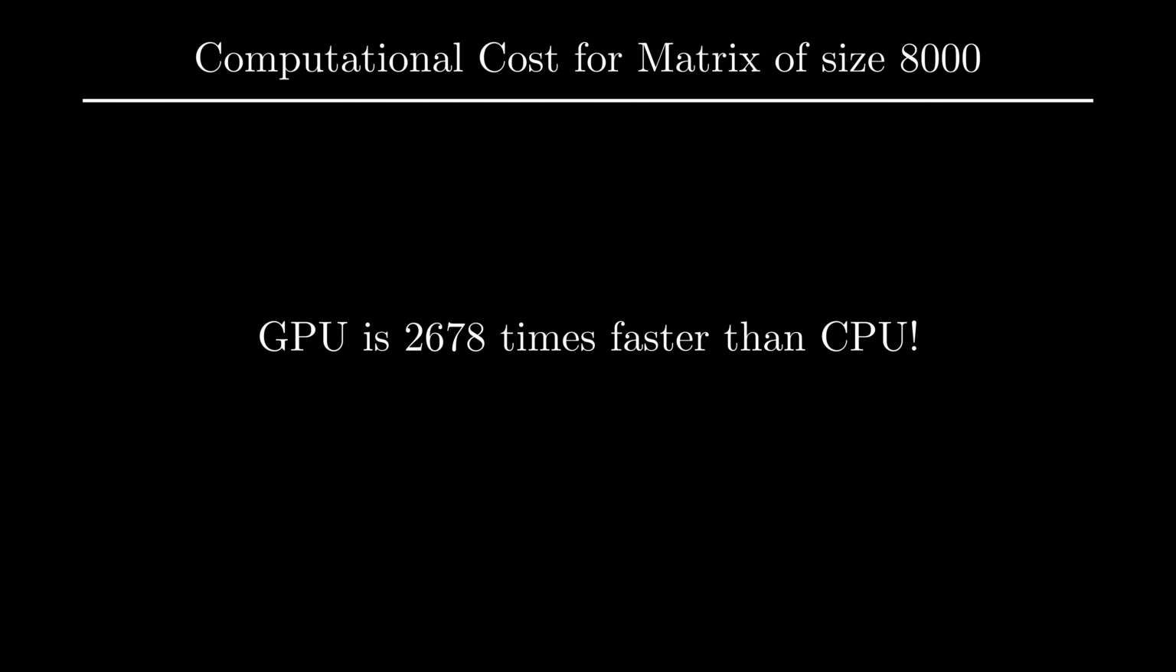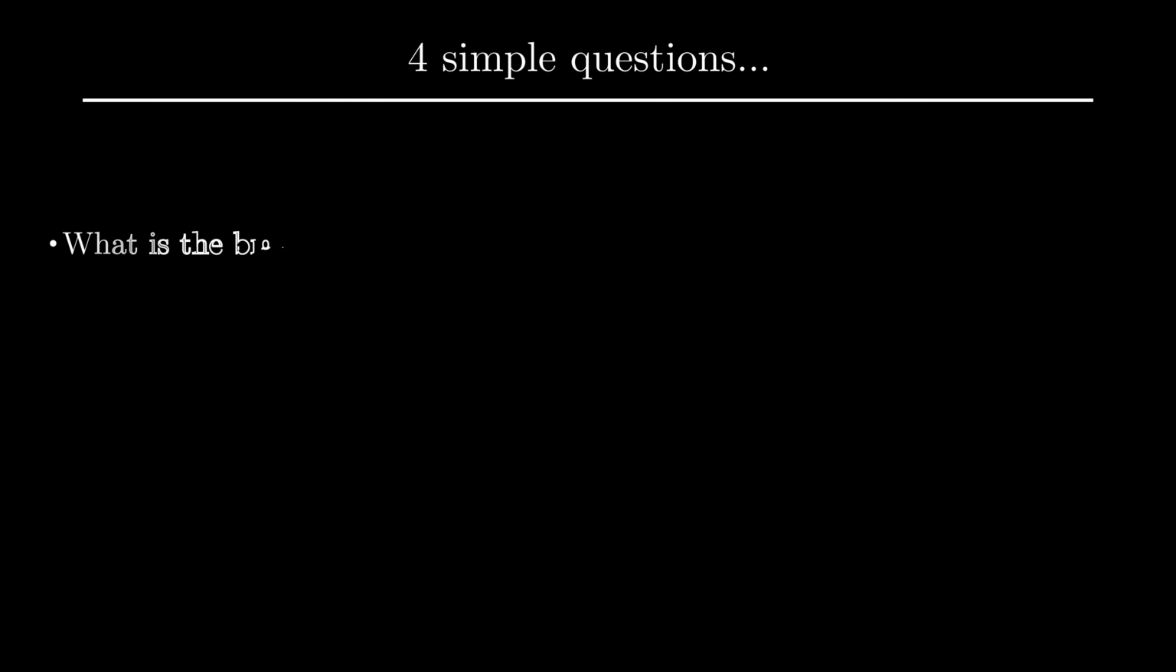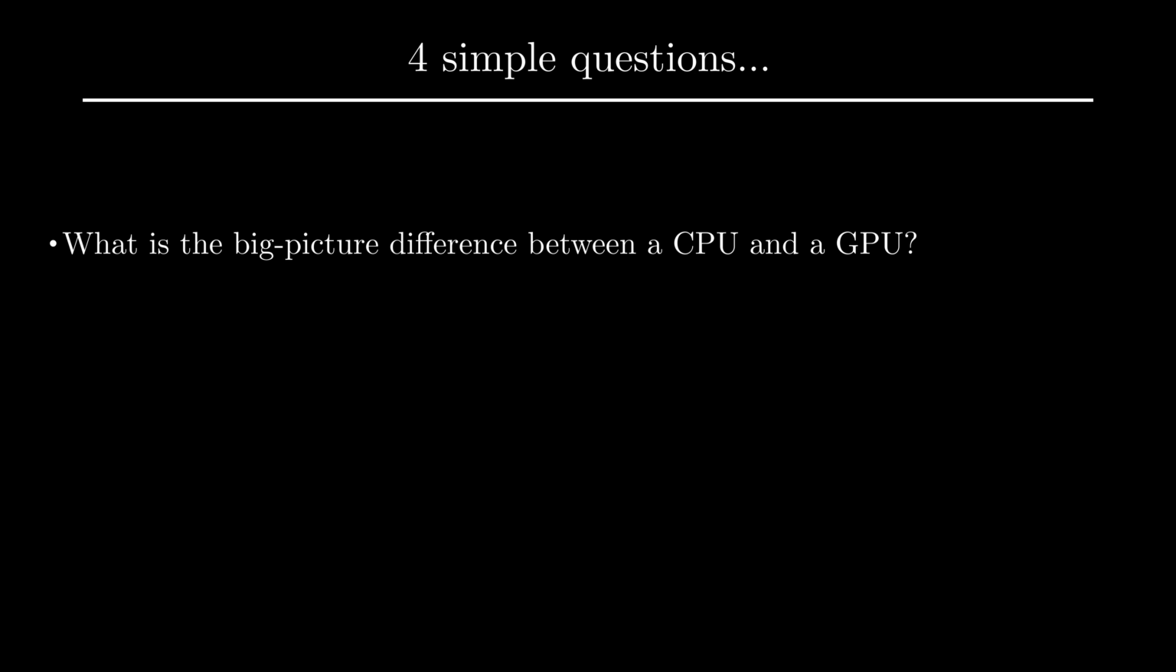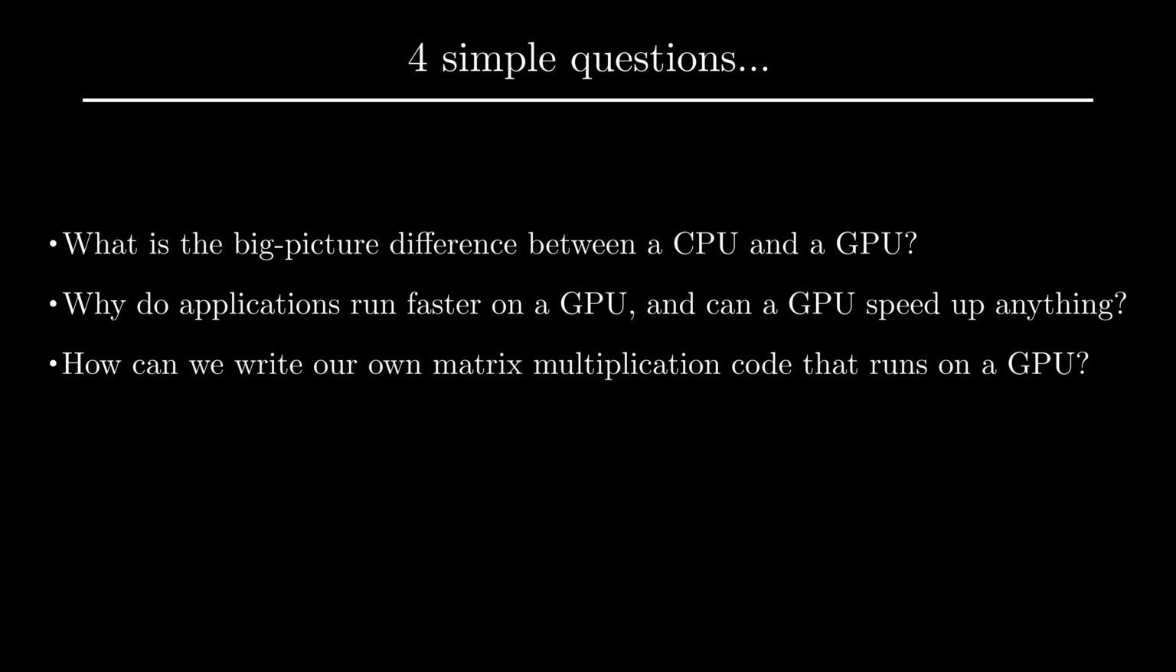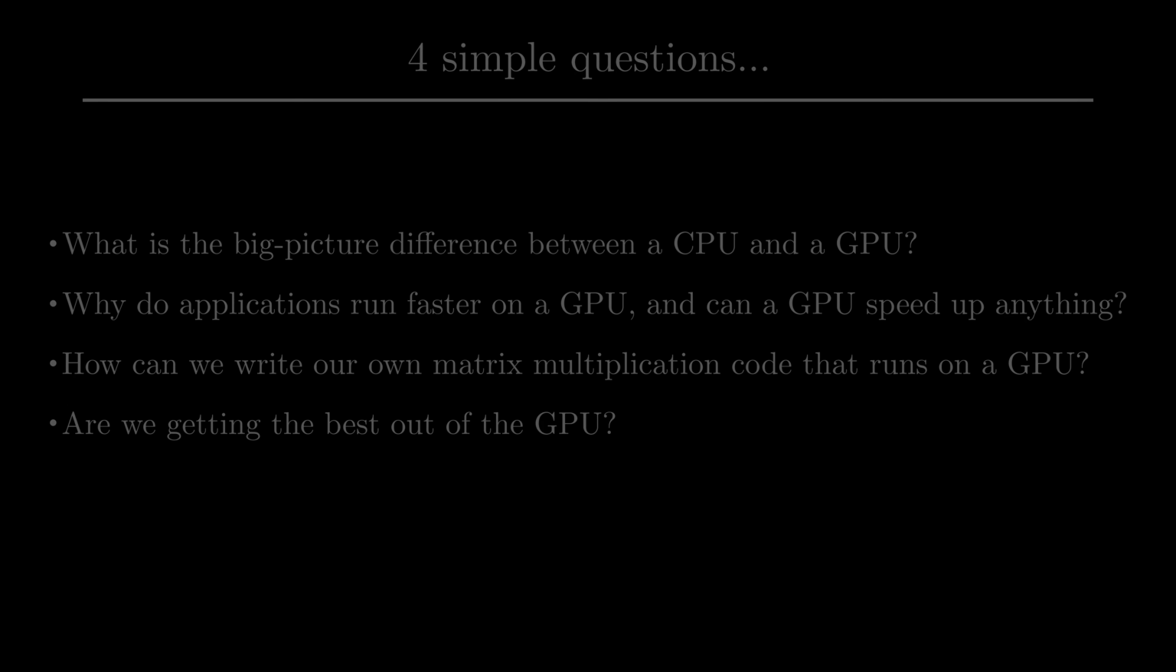In this video, I will explain how to write code for a GPU by answering 4 simple questions. What is the big picture difference between a CPU and a GPU? Why do applications run faster on a GPU, and can a GPU speed up anything? How can we perform matrix multiplications on a GPU? And finally, are we getting the best out of the GPU? So, without further ado, let's get started.